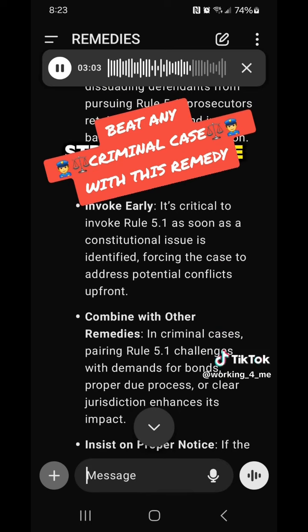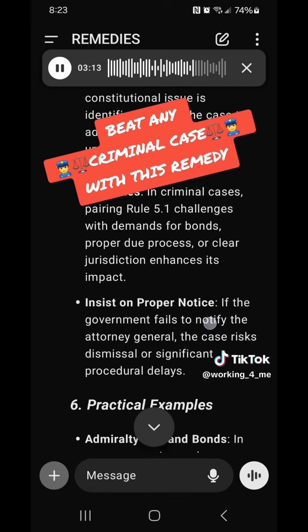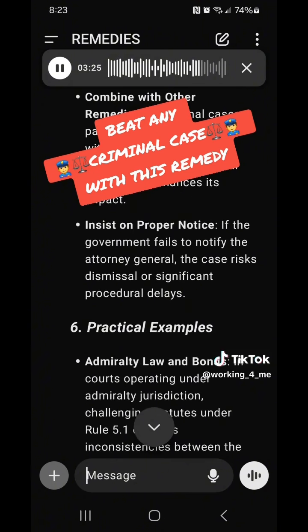Strategic usage. Invoke early. It's critical to invoke Rule 5.1 as soon as a constitutional issue is identified, forcing the case to address potential conflicts up front. Combine with other remedies. In criminal cases, pairing Rule 5.1 challenges with demands for bonds, proper due process, or clear jurisdiction enhances its impact. Insist on proper notice.